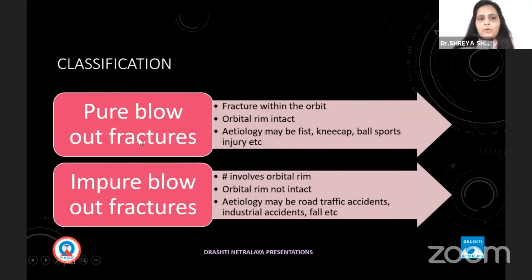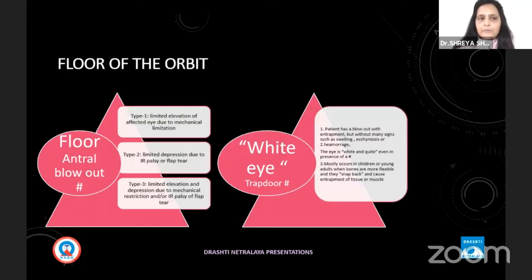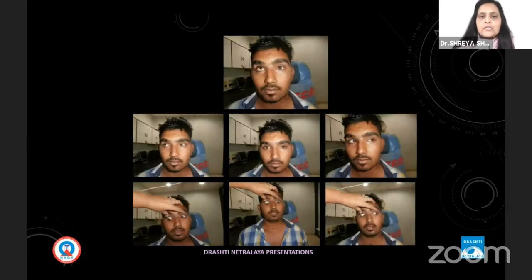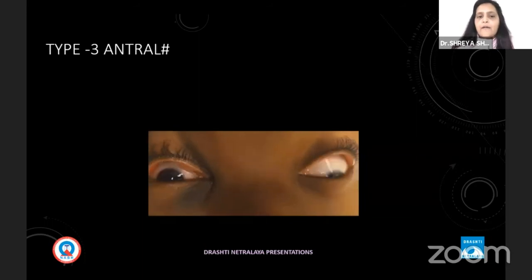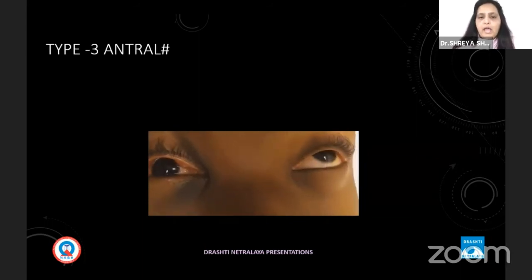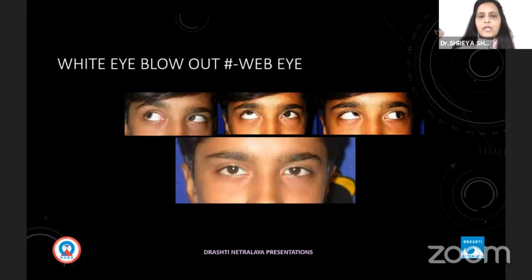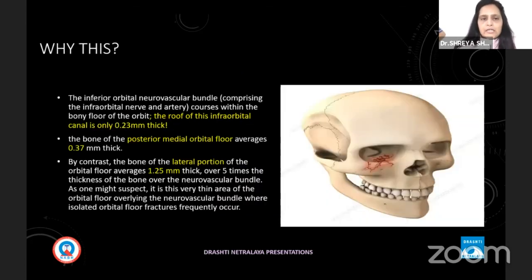When we go to orbital fracture, it can be a pure blowout fracture or an impure blowout fracture, depending on the involvement of the orbital rim. If you look at the floor of the orbit, the floor of the antrum, it is called antral blowout fracture. It has 3 varieties, and there can be a white-eye trapdoor fracture in children. Type 1 antral variety has limitation of elevation. Type 2 antral variety has limitation of depression, and type 3 antral variety has limitation of elevation and depression both. White-eye blowout fracture we all know very well, and it needs urgent repair.